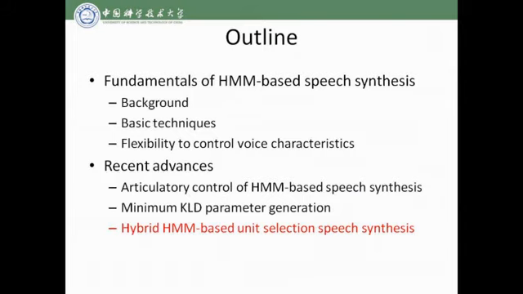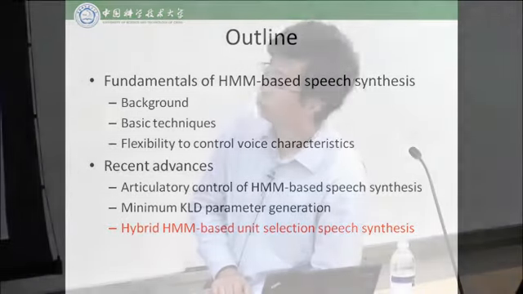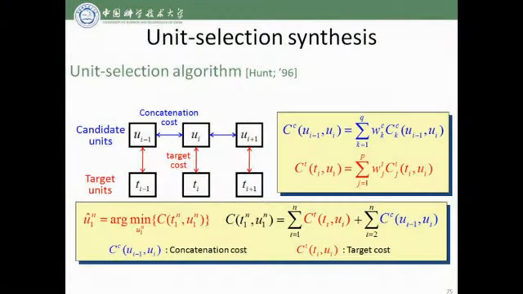In the last part, I will introduce another work we have done before, that is the hybrid Hitchcock model-based unit selection speech synthesis. Before that, I'd like to show some review of the classic unit selection algorithm. In this algorithm, the most important thing is that we need to define two cost functions. For example, here we have a target unit, that is the target we want to synthesize, which is decided by the input text, and we have a candidate unit sequence U.